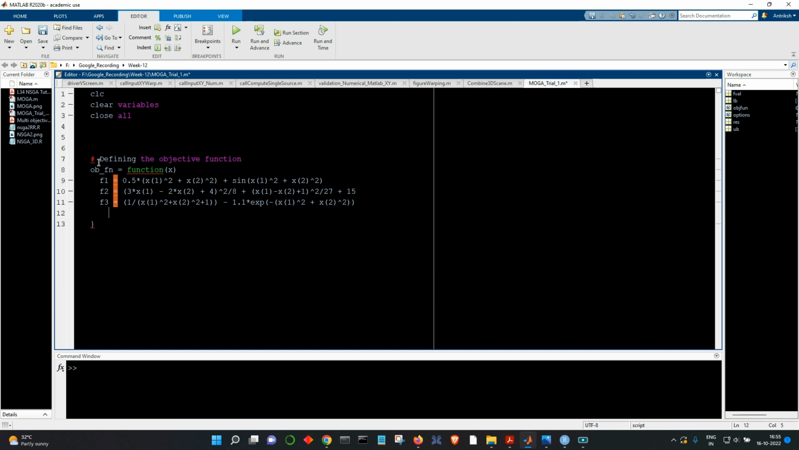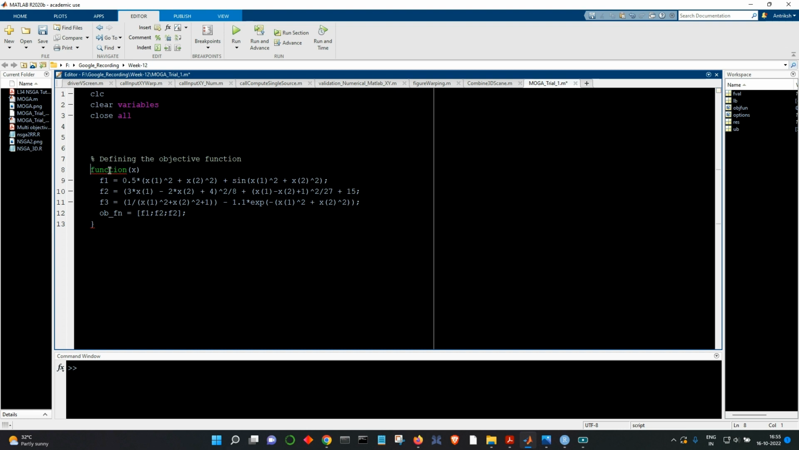Now here we don't need return. We need to just give the value as the function is equal to f1 semicolon f2 semicolon f3. You can do semicolon or comma. If you do semicolon, it is going to store in row 1, row 2, row 3. If you do comma, it is going to store in column 1, column 2, column 3 of the first row, and we need to give a semicolon at the end so that it doesn't print the value every time. Okay, so this is a function that we have to define. Let's give the comment here.